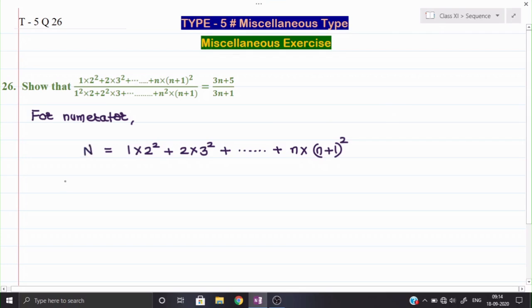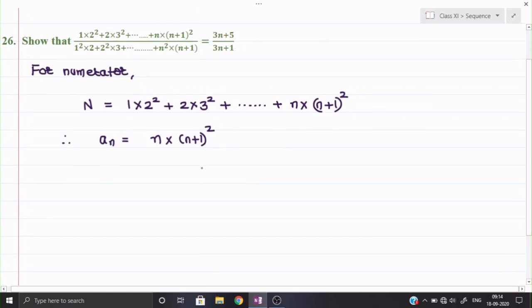Now for this sequence, if I want to find the nth term, the nth term is already mentioned for this sequence. It is n into (n plus 1) the whole square. You can put the value n equal to 1, n equal to 2, n equal to 3, and you will observe that you automatically get the first, second and third terms of the sequence.